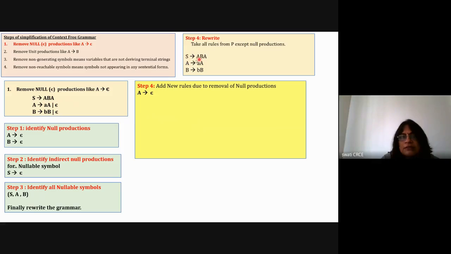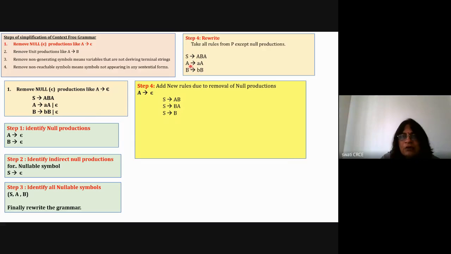You start from S. And if my A is epsilon, then suppose I say that this A is epsilon. So S is equal to AB. Now suppose this A is epsilon, then S is equal to BA. And if both of them are epsilon, then it is equal to B. Okay. So if I'm removing A is equal to epsilon, then my S can also be AB or BA or B. That is the meaning of this particular step.